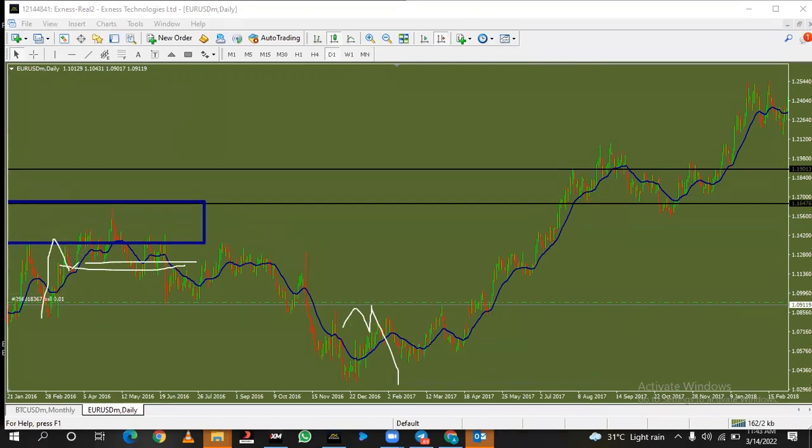They broke it here. Then retrace it, then drop. Can you see it?